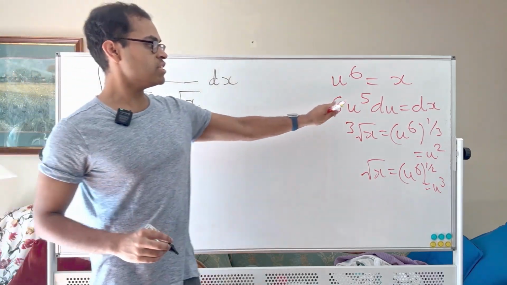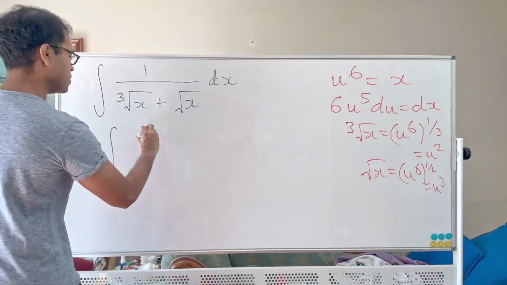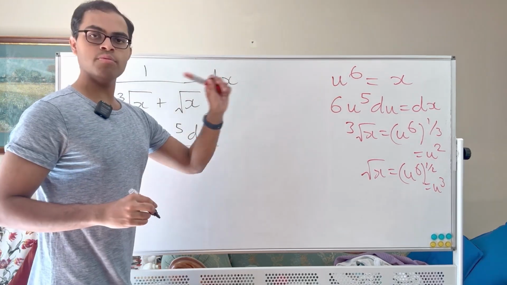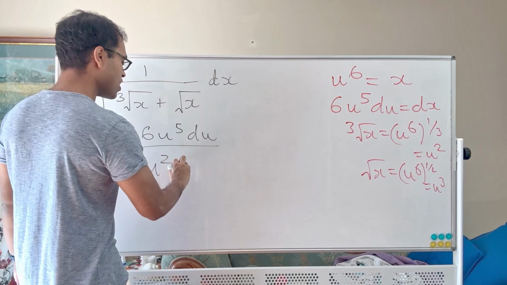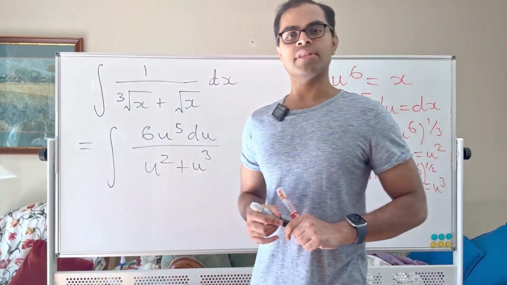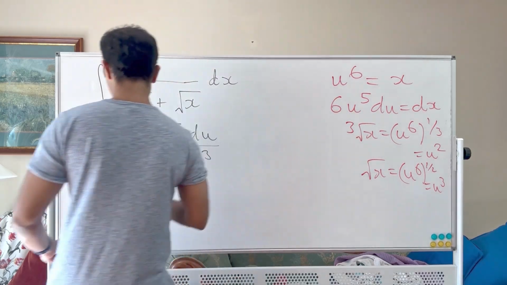So we're going to have 6u to the 5 du is dx. So we're going to put 6u to the 5 du up top. And down at the bottom we're going to have the cube root of x is u squared, and the square root of x is going to be u cubed. Now what are we going to do? So let's try to cancel something from the top and bottom. Simplify our problem a little bit more.